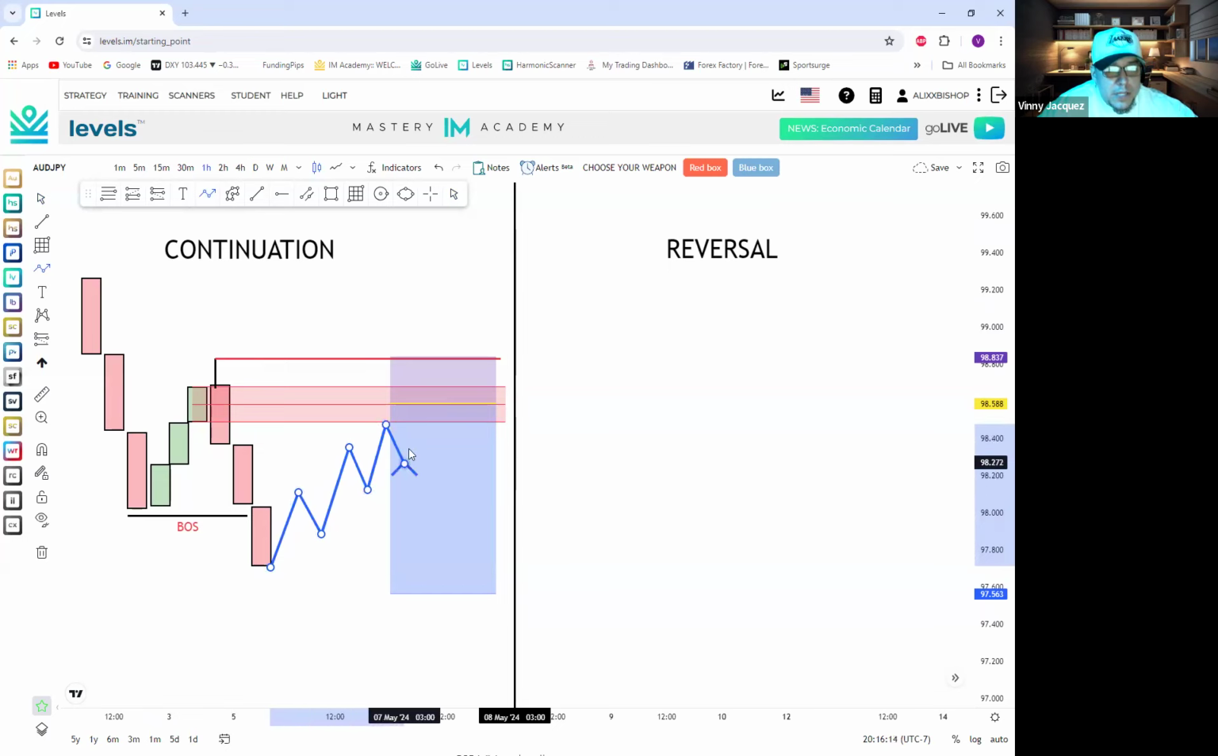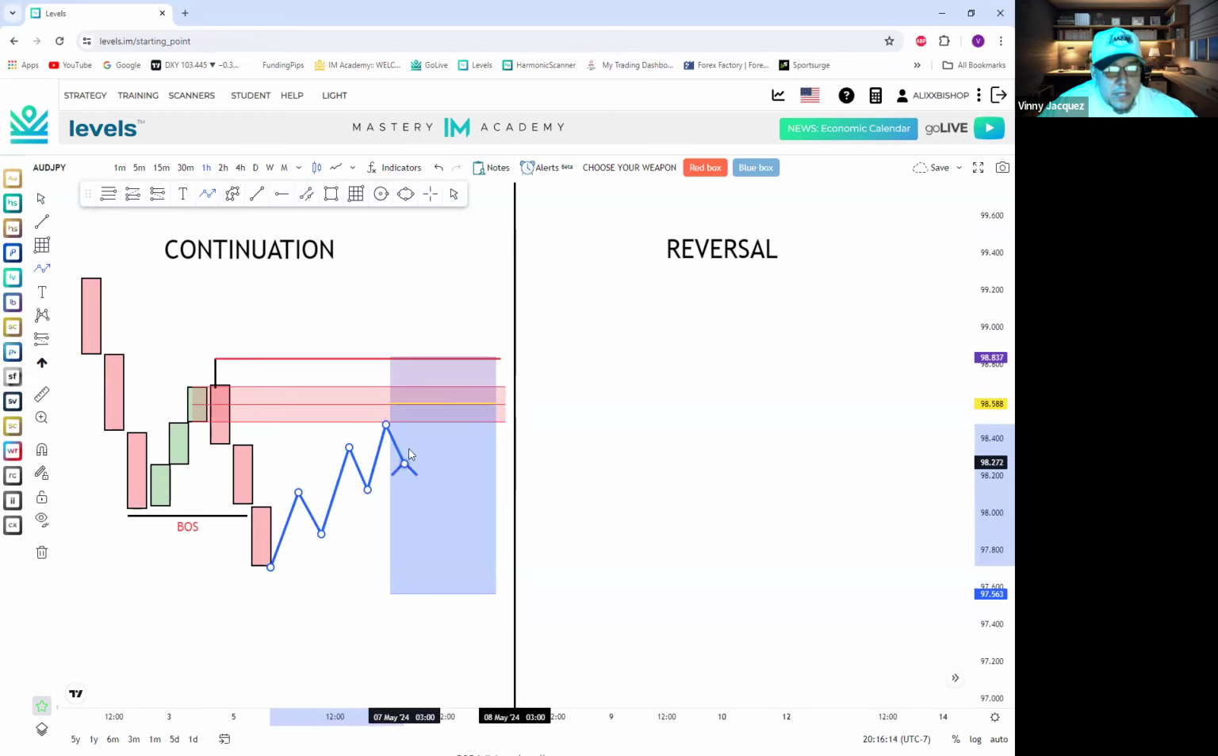We have a blue change of character to the upside. And let's go ahead and change this to black. Yes, right? Because market was shifting down, and then we finally break and close above, giving us that change of character. So what do we do, guys? We rinse and repeat.